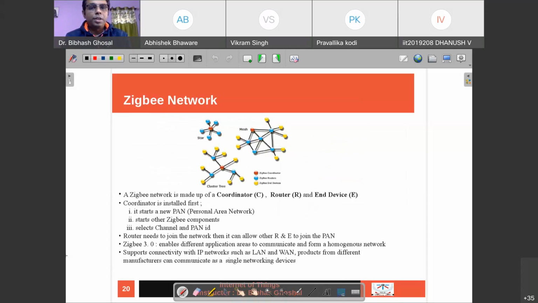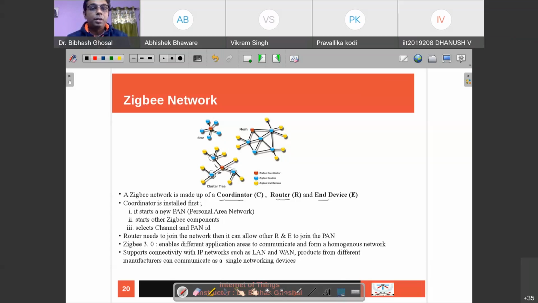This is the structure of the Zigbee network. As you see here, we have shown the star, mesh and cluster tree. And you see there's a coordinator, there's a router, and an end device. The blue ones are the routers, the red is the coordinator, and then the end devices. The end devices are connecting to the router, and the routers are connecting to the coordinator. Okay, so this is the topology.